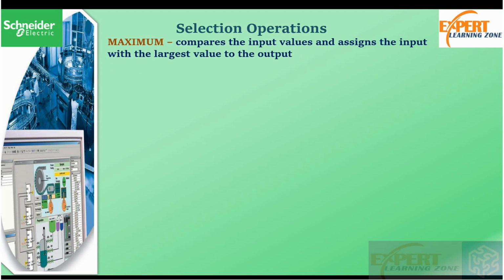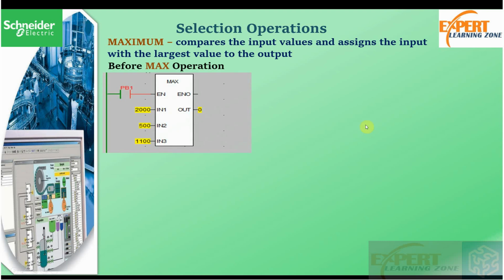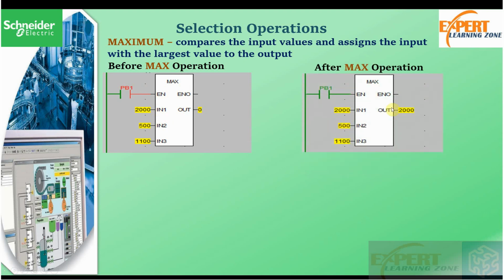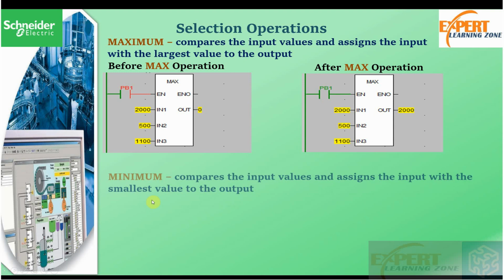So the maximum function compares the input values and assigns the largest value to the output. So this is a maximum function when the block is not activated. When we now activate that block, the maximum value is transferred to the output. So you can see 2000 is the maximum value that was moved to the output out of the three different inputs, so it is the largest. Next we have the minimum.